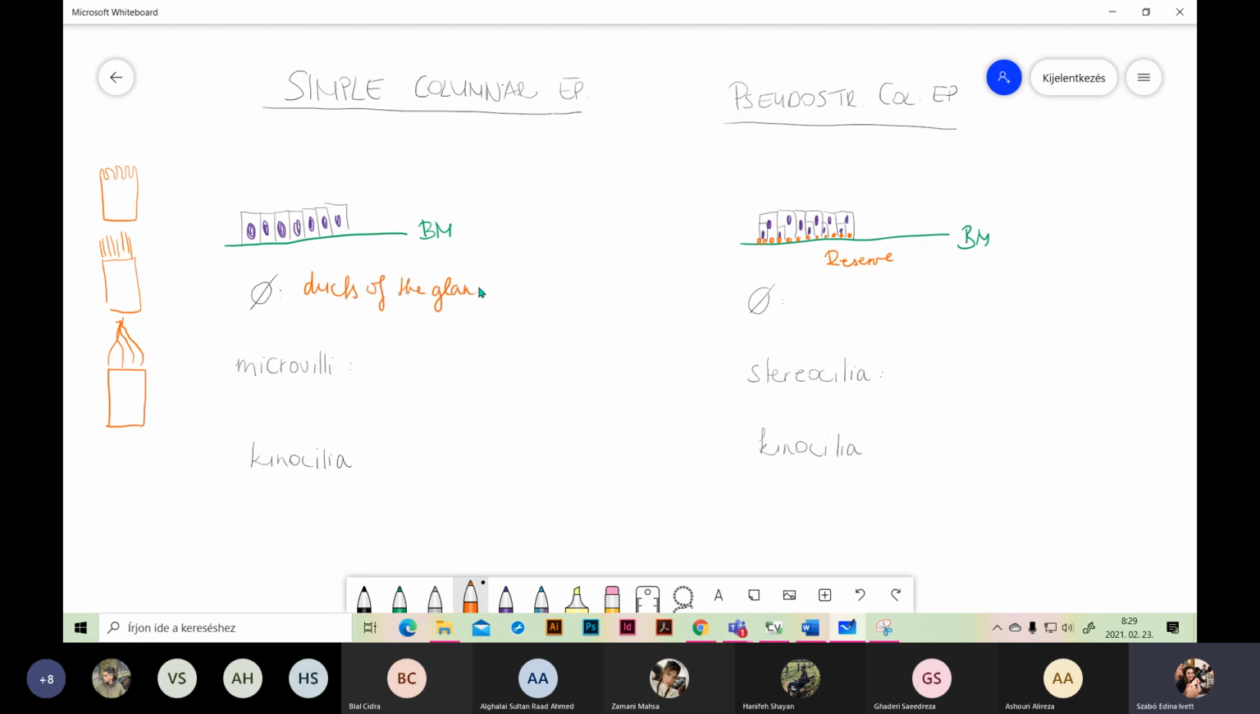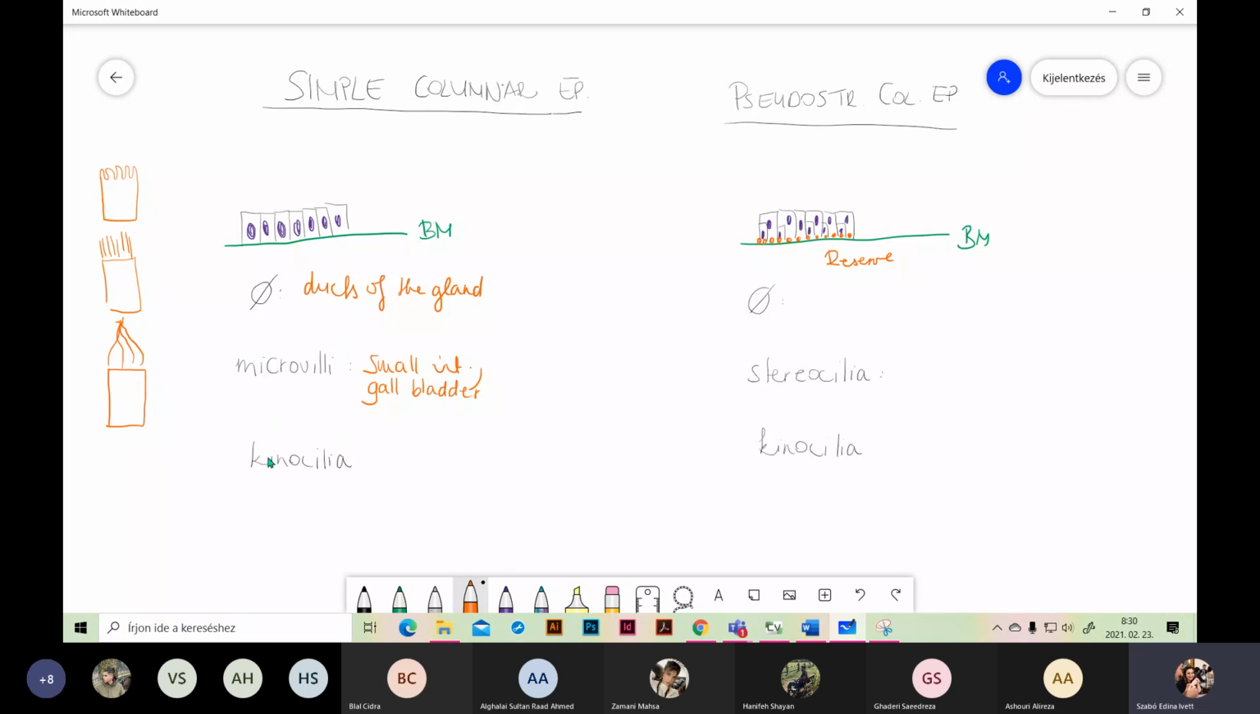And where can we find simple columnar epithelia with microvilli? So if you remember the previous slide, where do we have simple columnar epithelia with microvilli? The small intestine. Thank you, in the small intestine, very good. And in case of large intestine, we also have this type of epithelia. And in the gallbladder, we will find this type of epithelia.